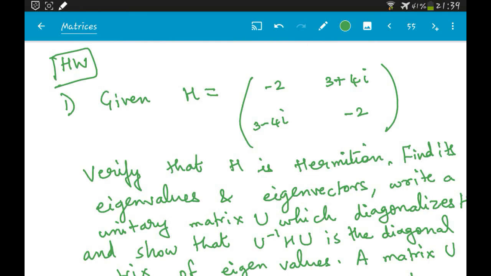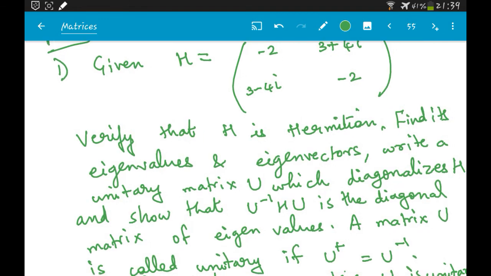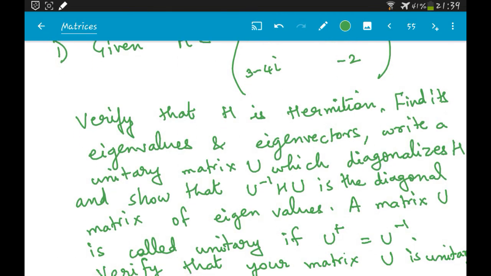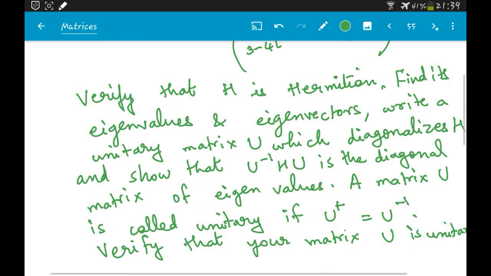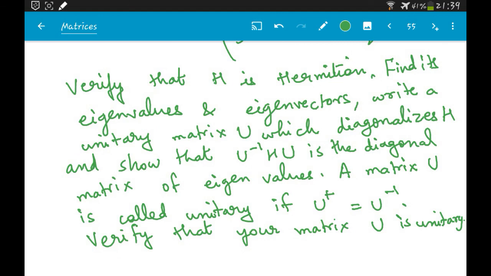The first question is, given H is minus 2, 3 plus 4i, 3 minus 4i, minus 2. Verify that H is Hermitian. Find its eigenvalues and eigenvectors. Write a unitary matrix U which diagonalizes H, and show that U inverse H U is the diagonal matrix of eigenvalues. A matrix U is called unitary if U dagger is equal to U inverse. So verify that your matrix U is unitary. Okay, so these are the things.